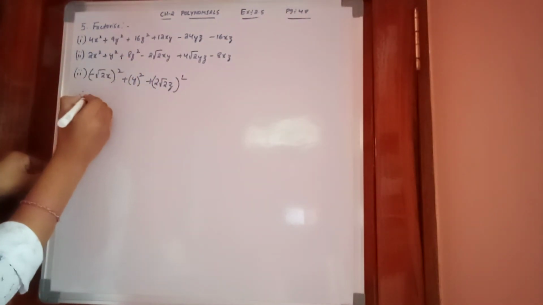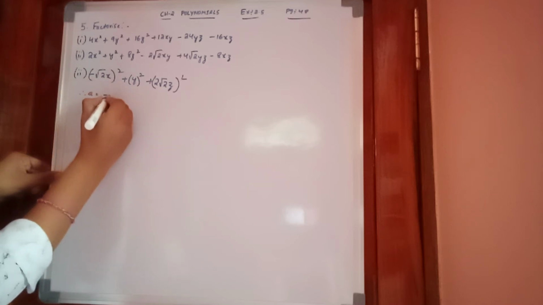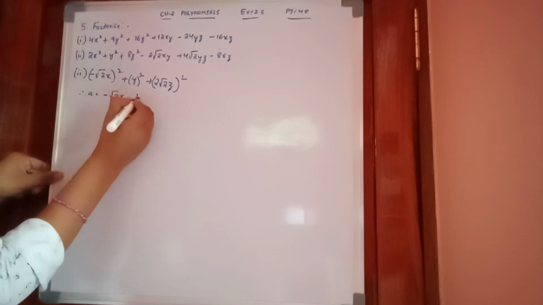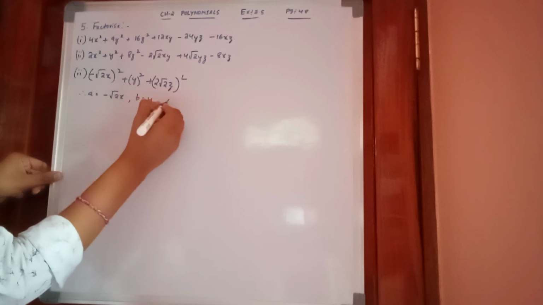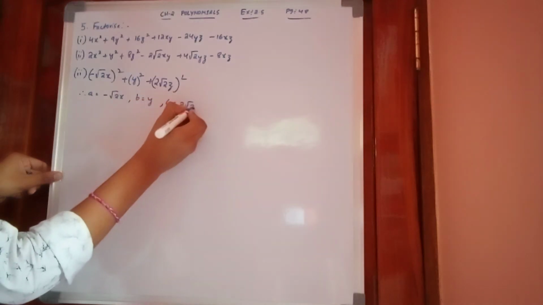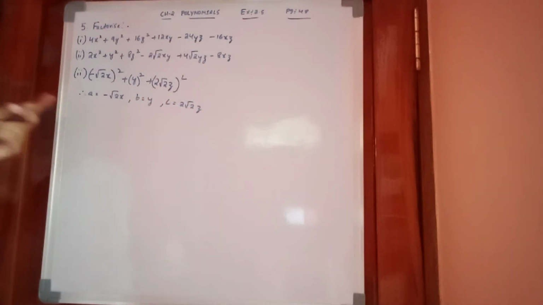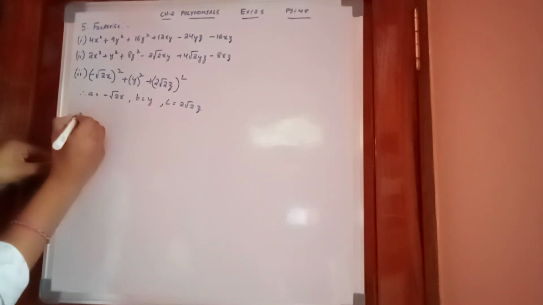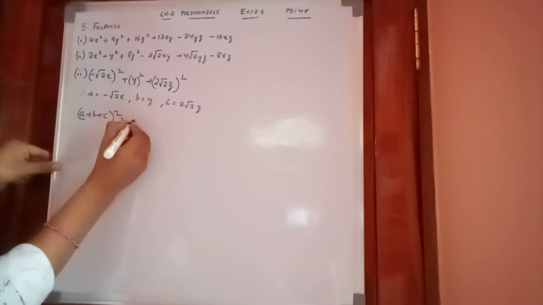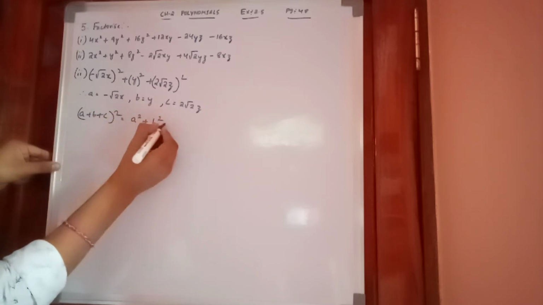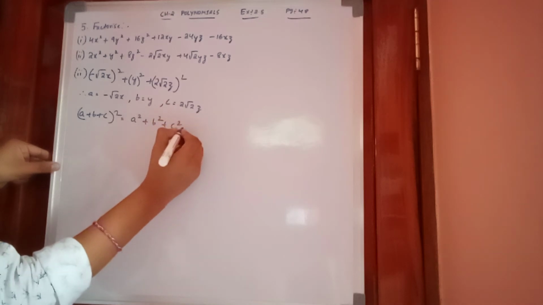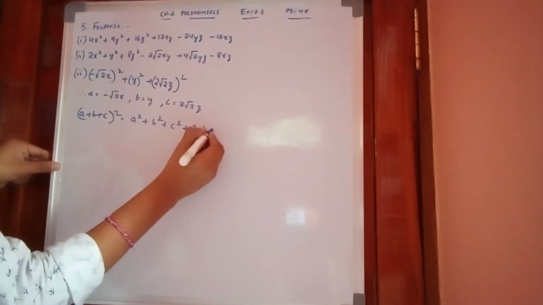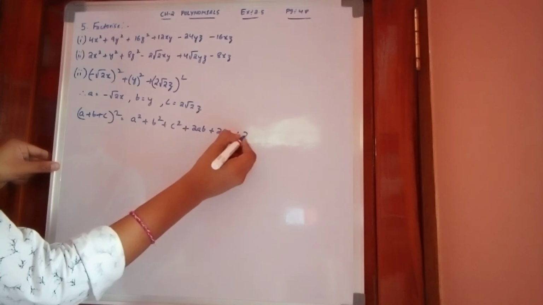Now write the values. Therefore a is equals to minus root 2x, and b is equals to y, and c is equals to 2 root 2 z. Okay, now we completed writing the values. Now write the formula. A plus b plus c whole square is equals to a square plus b square plus c square plus 2ab plus 2bc plus 2ca.